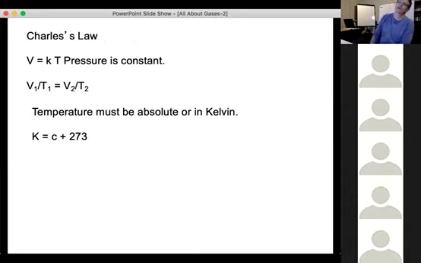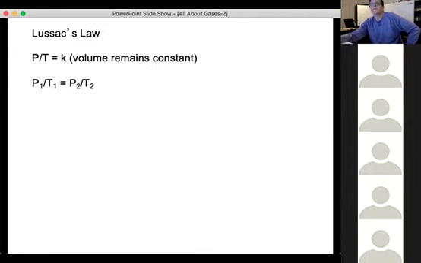Charles' law introduces temperature. Volume is proportional to temperature at some constant. It's V1 over T1 equals V2 over T2. Again, in any gas law problem, the temperature must be in Kelvin, and for the conversion between Kelvin and Celsius, you take the Celsius temperature and add 273, and then you get the number in Kelvin.